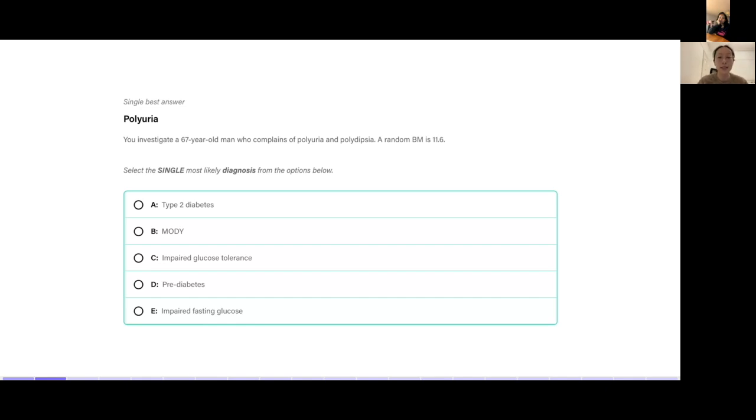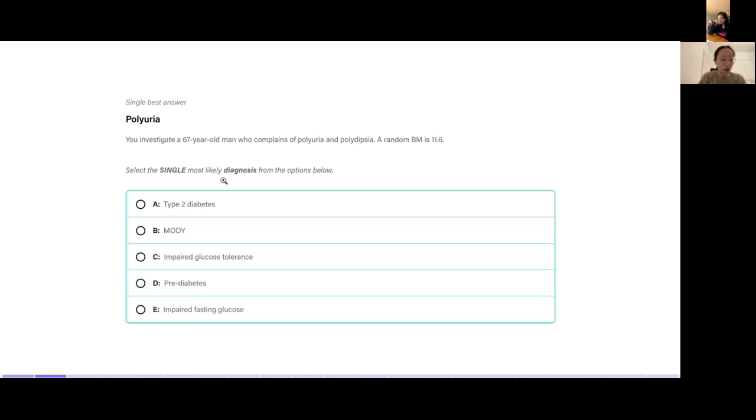So you investigate a 67-year-old gentleman who's complaining of polyuria and polydipsia. His random blood sugar is 11.6. What's the most likely diagnosis from the options below? Okay, and I think pretty much everyone's got the right response. That's correct. So the answer is A.